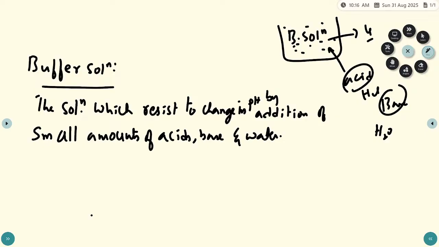Clear? What are buffer solutions? The solutions which resist change in pH by the addition of small amounts of acids or bases are called buffer solutions. And the next point: buffer solutions are of two types.